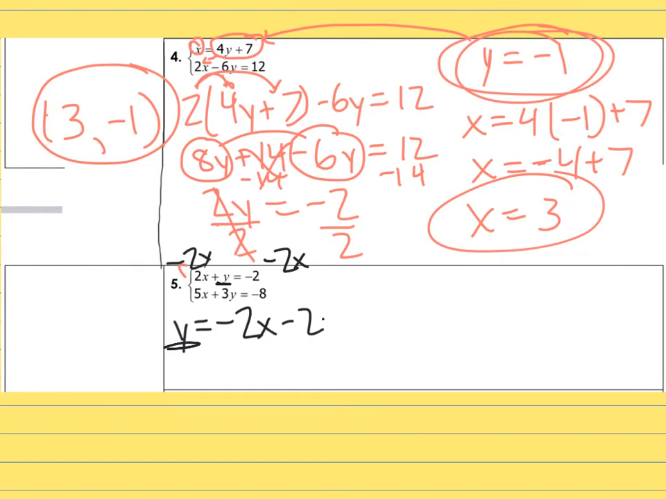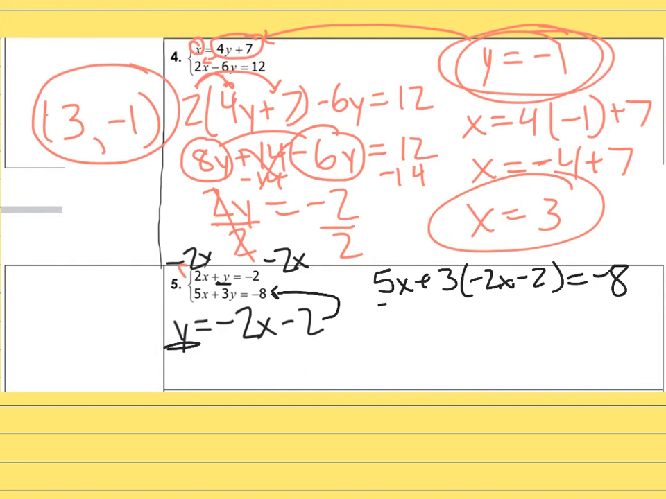And you know what that means? I can plug it into this equation. So 5x plus 3 times y. Remember that y is? It's negative 2x minus 2. Now we just go about solving. And this is still equal to negative 8. I almost forgot that.